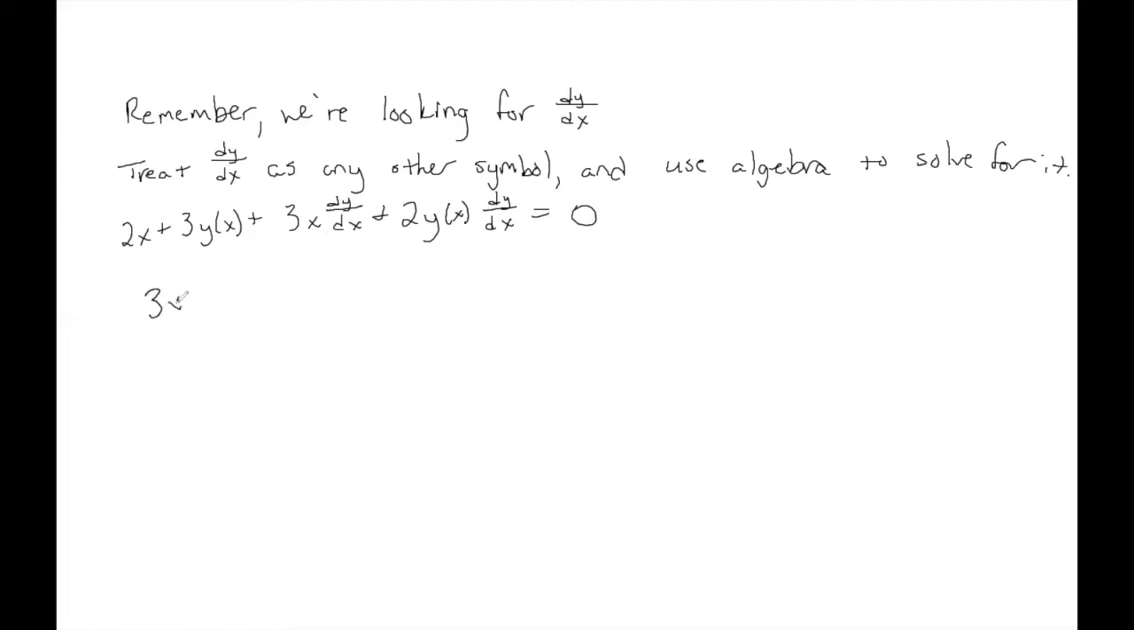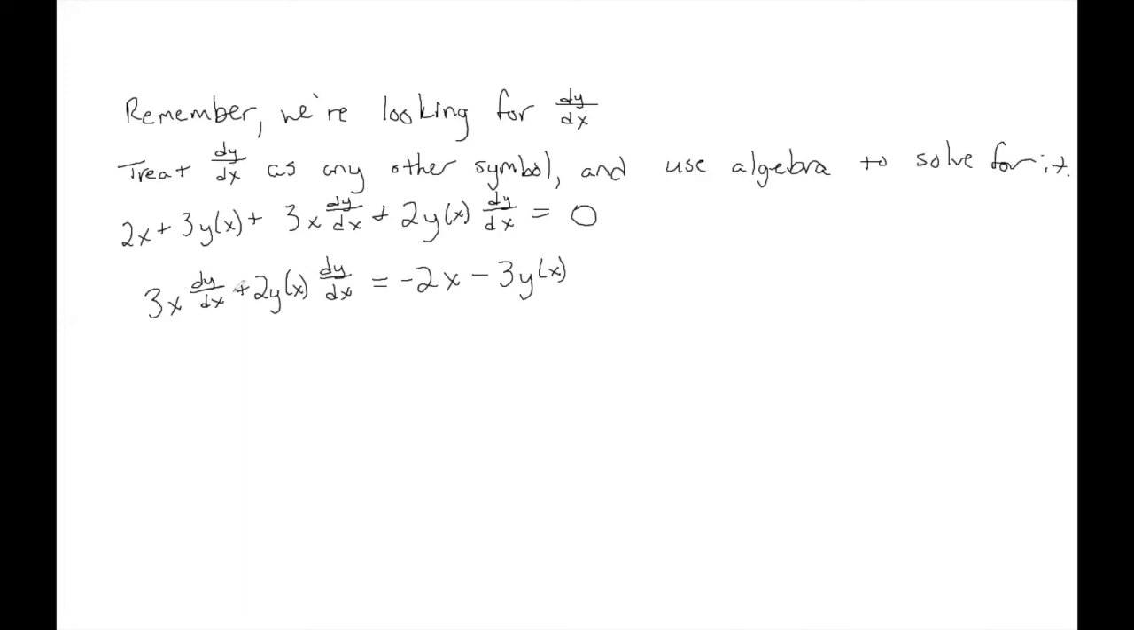So I get 3x dy dx plus 2y of x dy dx equals negative 2x minus 3y of x. And you can drop the of x. I'm just doing this to emphasize that y is a function of x. But if you understand that, then you're more than welcome to just write y. And I'll probably start doing that at some point just to save room.